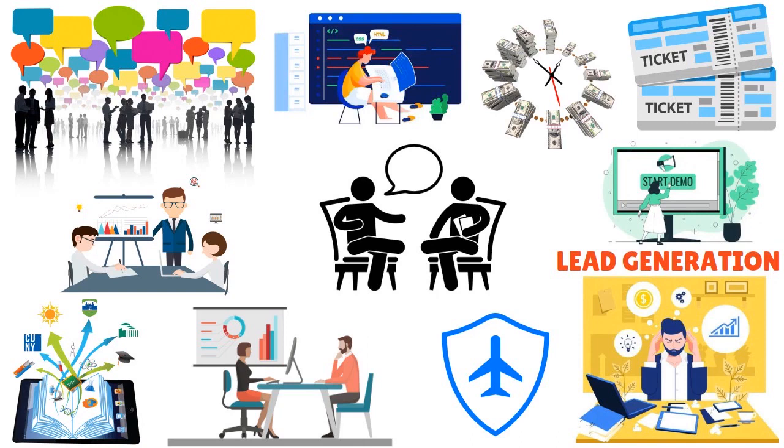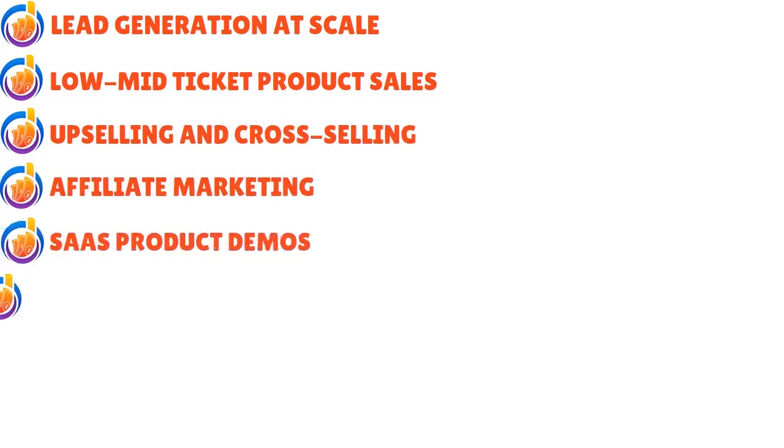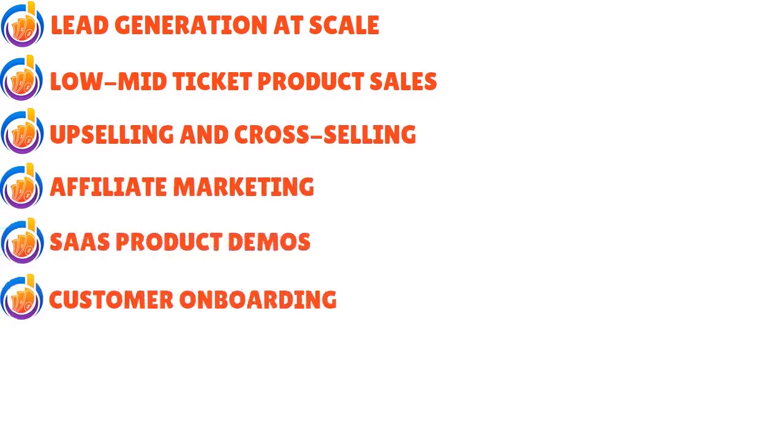Okay, so this is kind of cool. You can do lead generation at scale. You can have an evergreen webinar for low to mid ticket product sales. You can actually use evergreen webinars to also upsell and cross sell. You can do affiliate marketing. You can do SaaS product demos. You can do customer onboarding. So you have a constellation of things you can do with evergreen webinars, a constellation of use cases.